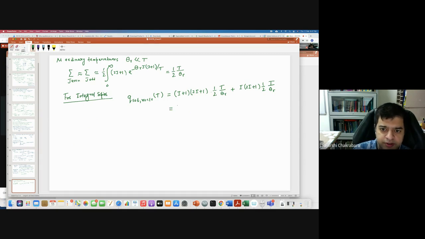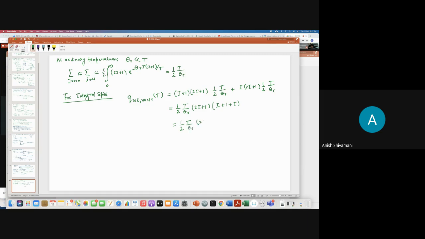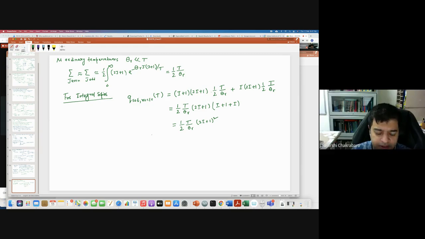Now, if I simplify this, what am I going to get? If I take this common, what am I going to get? So what is the answer? Is this clear, what I have written? So Q rot nuclear. This part I can call Q nucleus, and this I can call Q rotation, only in the high temperature limit.